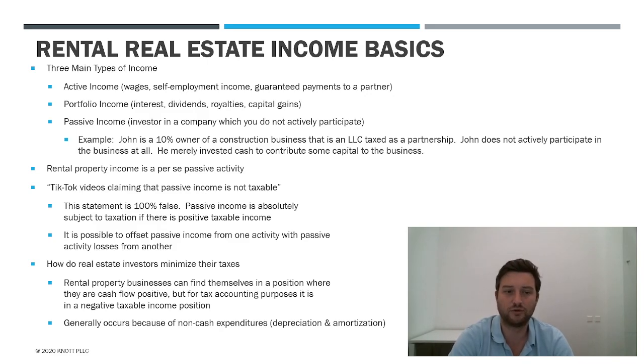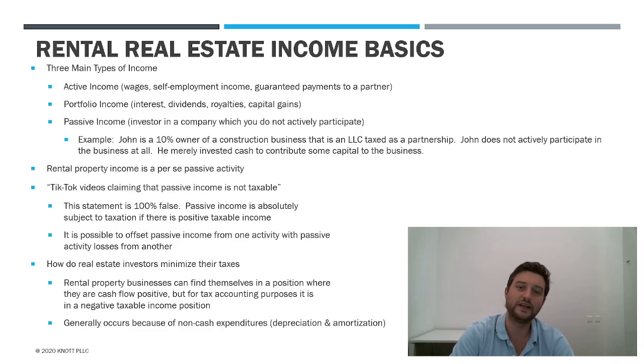So what's an example of what that looks like? Here we have John. He's a 10% owner in a construction business that's an LLC taxed as a partnership, so it's a pass-through entity. He put in capital because a friend of his started the business and he wanted to be an investor in it. But he doesn't do anything for the company. He's just a limited partner, a minority owner because he owns only 10%, not greater than 50% of the company. And it's truly a passive interest to him.